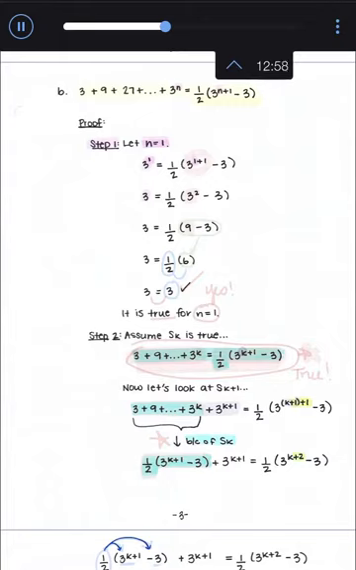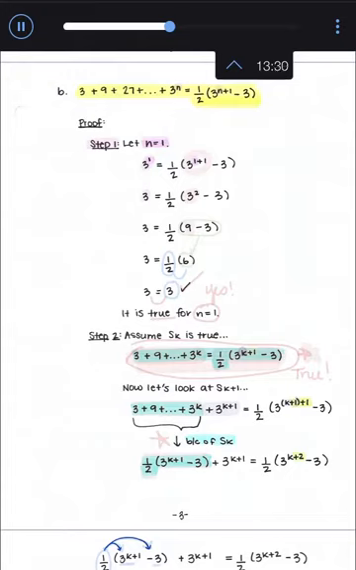Again, we start out with the left-hand side, which is a series. We've got 3 plus 9 plus 27 plus all the way up to 3 to the n. That means we've got a geometric series because each term we're multiplying by another 3. On the right-hand side, when you add up all those terms for your geometric series, you will get 1/2 times (3 to the n plus 1 minus 3).